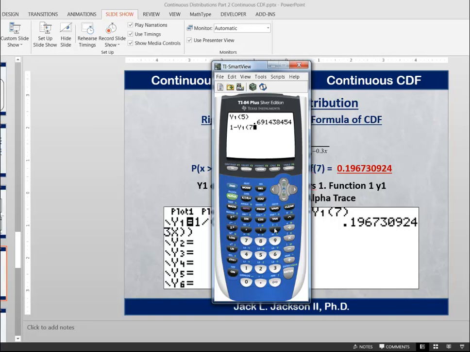And since I have the CDF formula put in y1, this will give me the probability. The y1 of 7 gives me the probability that x is less than 7, and 1 minus that is the probability that x is greater than 7.